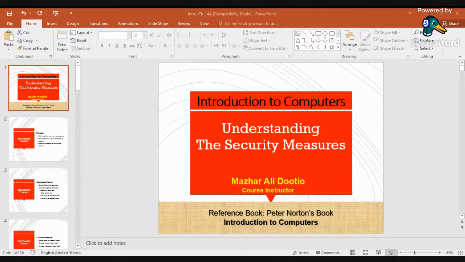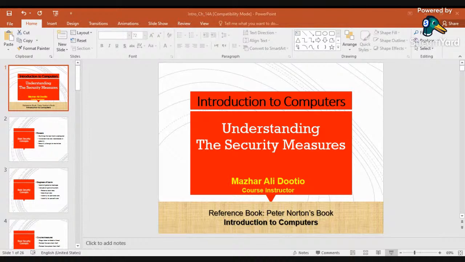Now, identity theft occurs when someone uses your personal identifying information and pretends to be you in order to commit fraud or to gain other financial benefits. This is the basic concept of identity theft.